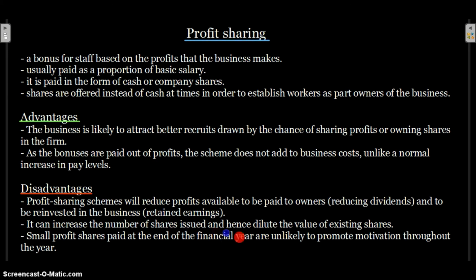It can increase the number of shares issued and hence dilute the value of existing shareholders. However, the disadvantages we have to move on to here. So first of all, profit sharing schemes will reduce profits available to be paid to owners, reducing dividends and to be reinvested in the business, retained earnings.